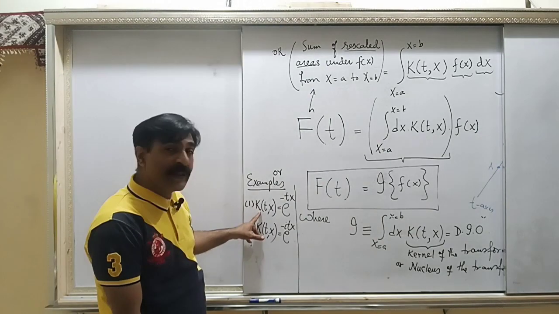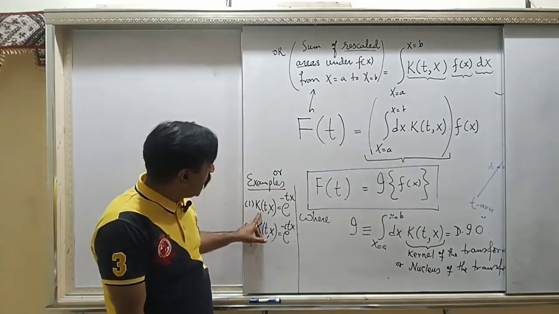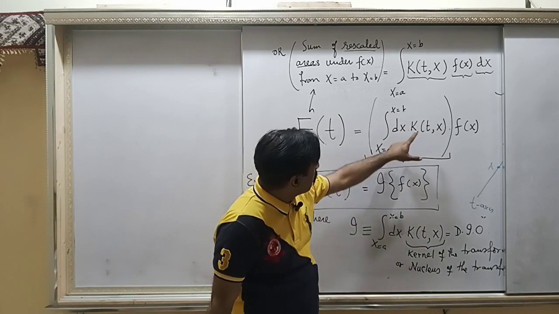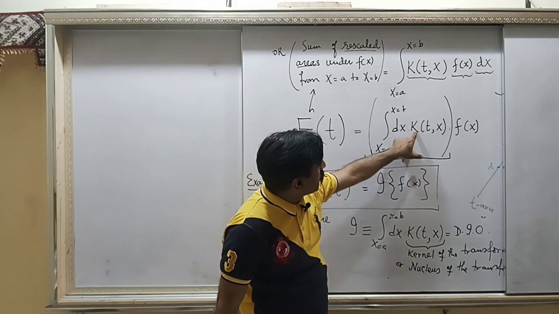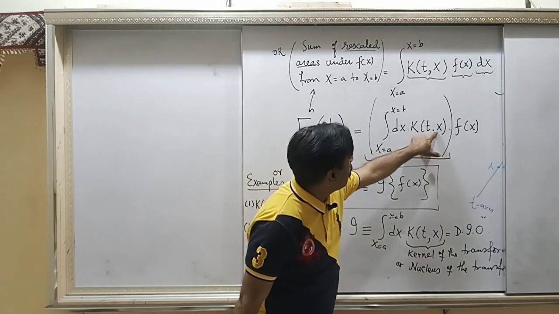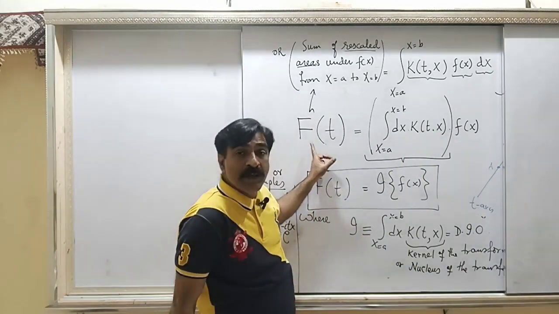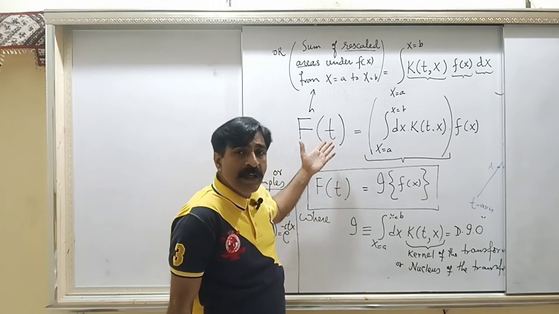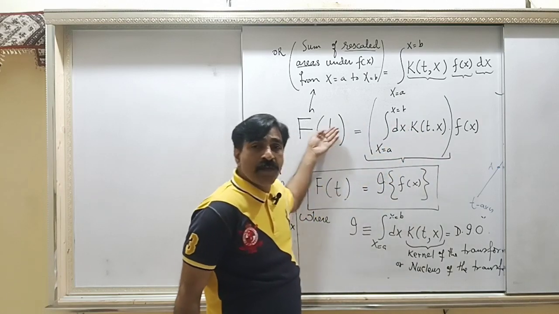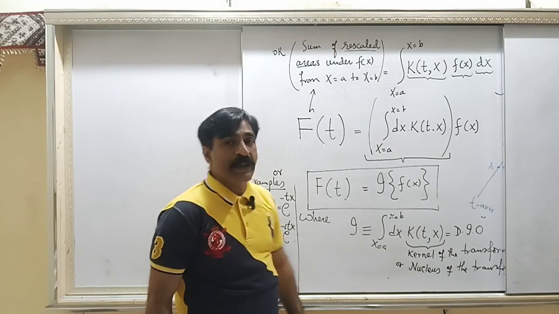Number one, the first one is the Laplace transform, and this is the kernel of the Laplace transform. It means, when you use K(t,x) equal to e to the power minus tx here, then this will be known as the Laplace transform. And if for this K(t,x) you use e to the power minus itx, then this F(t) will be known as the Fourier transform. Similarly, if you invent your own function and use it as a kernel, then the transform will be named after you.